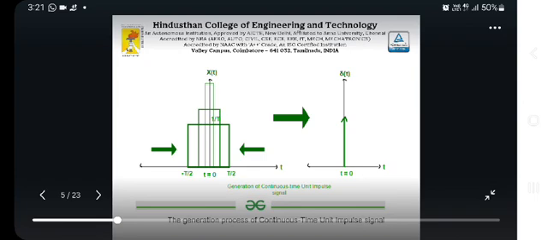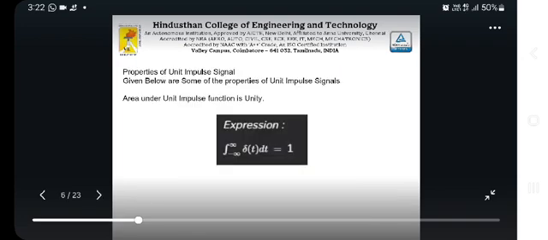Here we take t values equal to 0 to 1 by t, then x of t, that is half of the values, t is equal to t by 2, minus t by 2. This signal is generated for t equal to 0 to 1, that is, del of t value equal to 1. Some basic expressions of unit impulse signal: the integration from minus infinity to plus infinity of del of t dt is equal to 1, because the area under the unit impulse function is unity, that is 1.